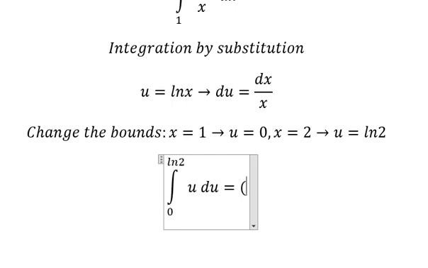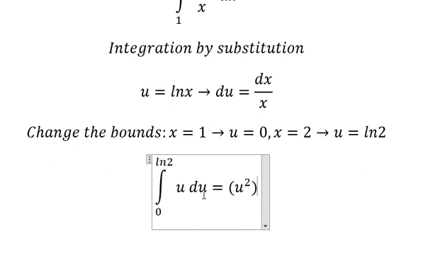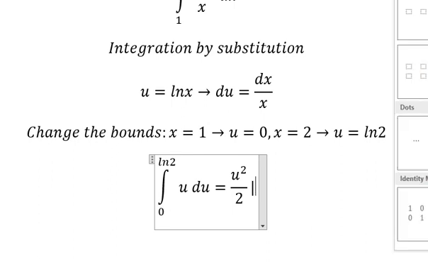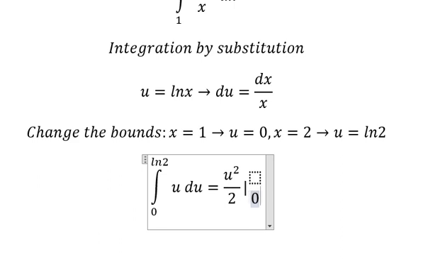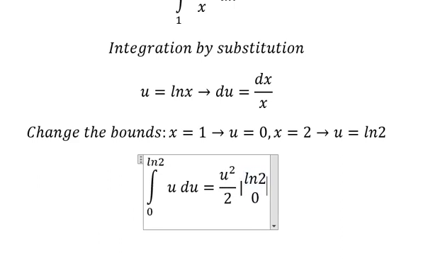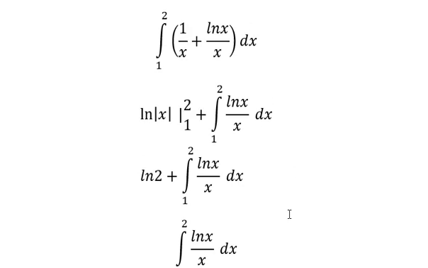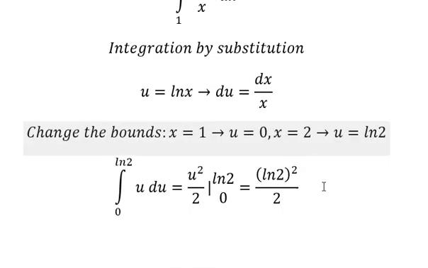And now we have the final answer. And we put the bounds from 0 to Ln number 2. And we have the final answer. So we compile this one.